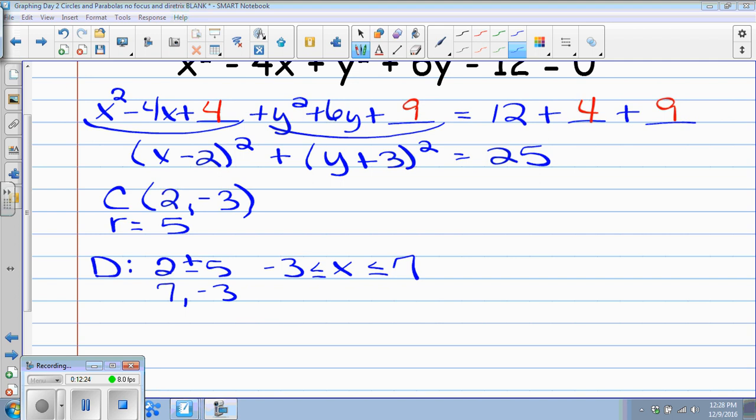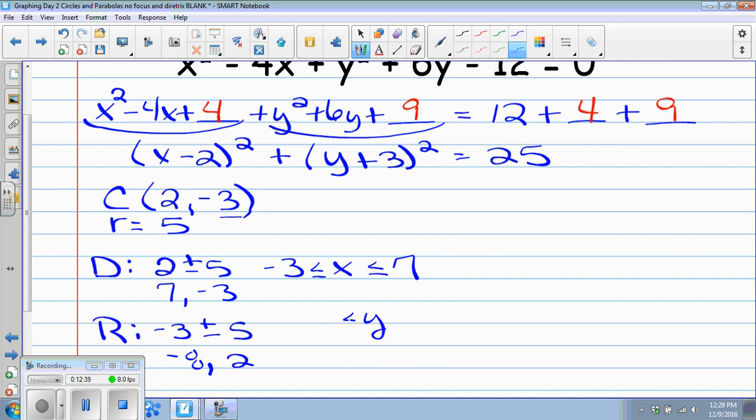Okay, and my range, we're going to take our y value and add and subtract the radius. So negative 3 plus or minus 5. So that will be negative 8 and 2. So y is between negative 8 and 2.